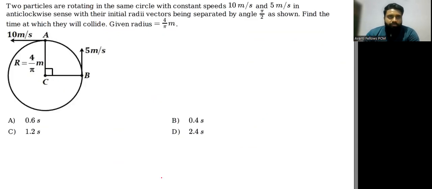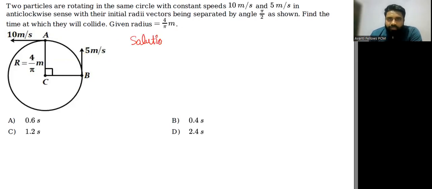So two particles are rotating in the same circle with constant speeds. Speed is constant, which means there is no tangential acceleration, which is 10 meter per second and 5 meter per second in anti-clockwise sense, with their initial radii vector being separated by an angle pi by 2. So find the time at which they will collide, given that the radius is 4 by pi. Now, this question is directly from relative motion, and some concept of circular motion is also going to be used in this question.